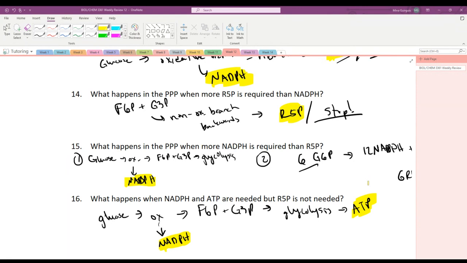Otherwise, next week we'll start talking about the citric acid cycle, and then the following week will be the electron transport chain, and that's it for the content.